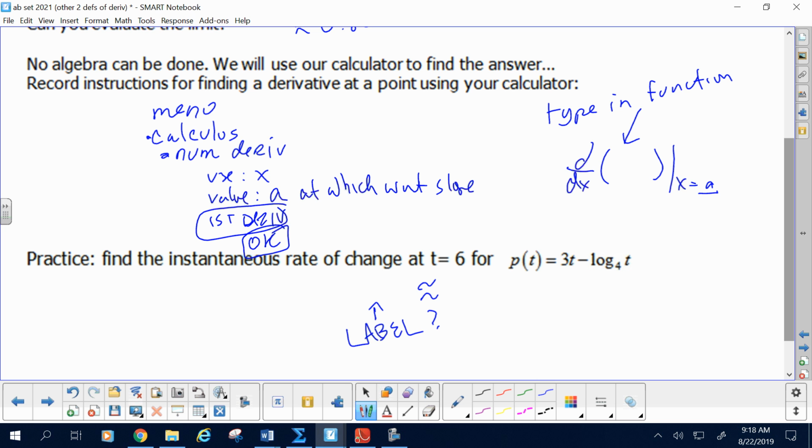Anybody have it? Numerical? Give me your answer. 2.880. Okay. Does anybody confirm that? Okay. What did we find their notation was? You should never just have a naked answer. What do we find? P prime at 6. P prime at 6.